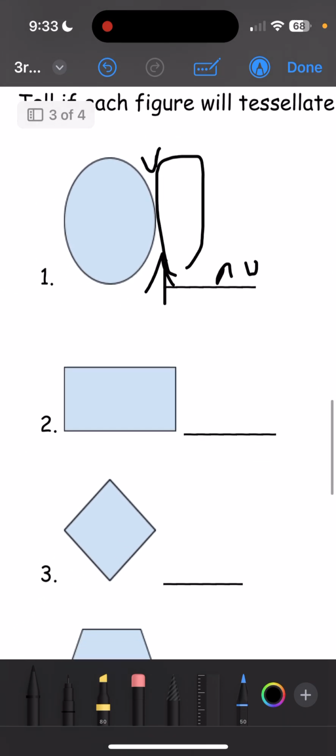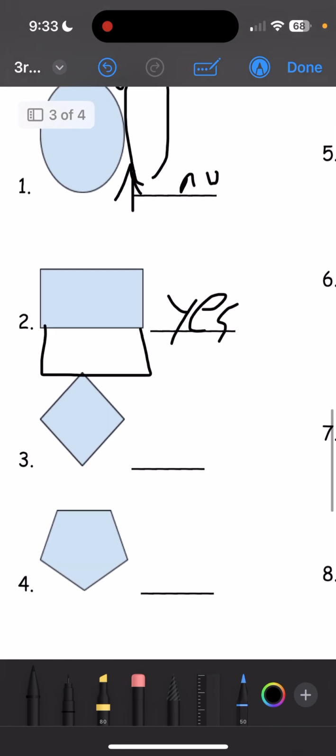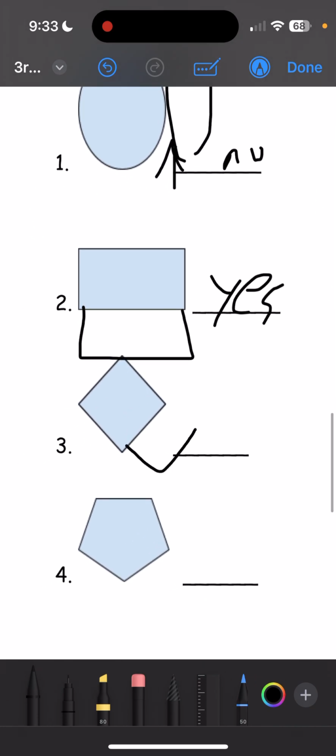Number 2, if this is a rectangle, if rectangles are stacked up each next to each other, there will be no gaps between them, which makes it possible for it to tessellate. Number 3 is this is a square, so if this same shape comes around the square, it would tessellate.